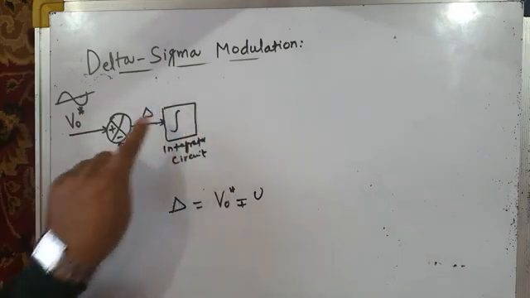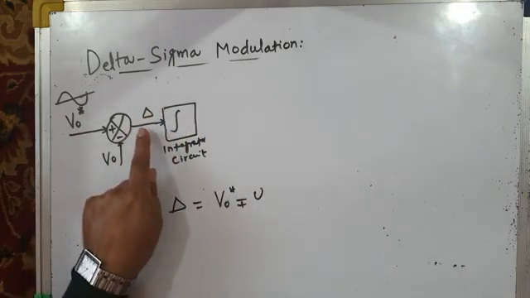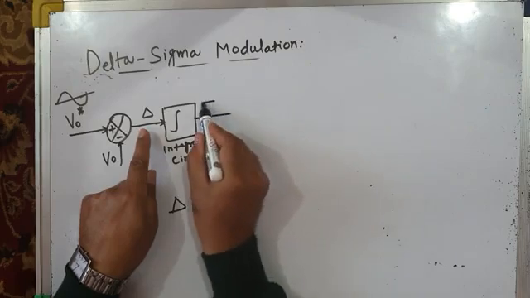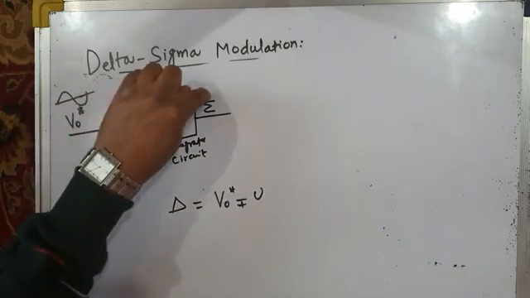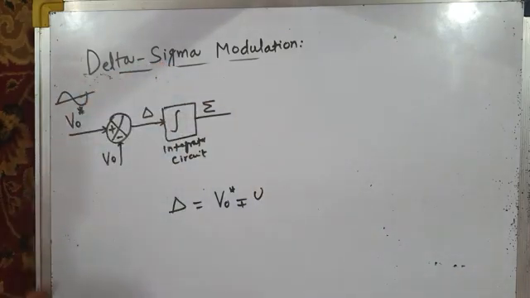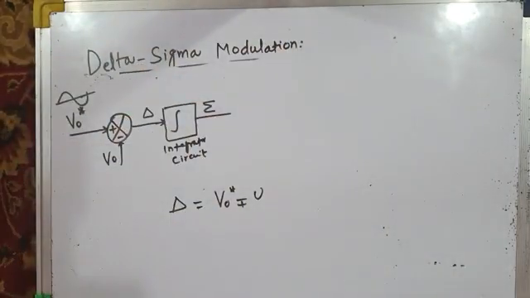So what will this integrator do? It will integrate this error, and when it integrates the error, it gives rise to sigma. So delta gets converted into sigma. Delta is the error and sigma is the integration of this error. That's why this technique is called delta sigma modulation.